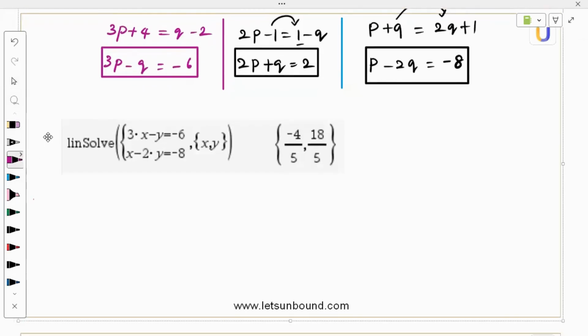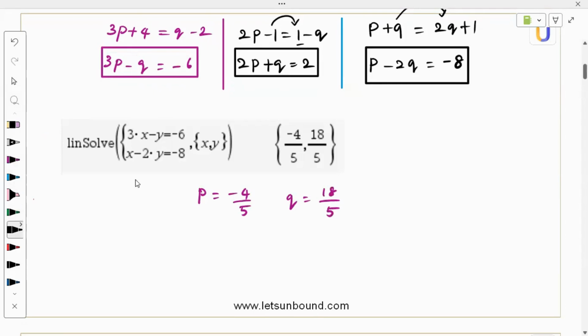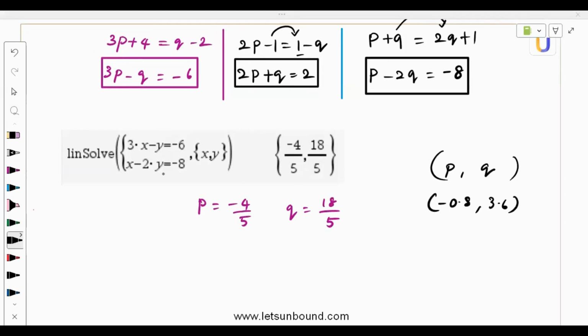Now, let me switch to the solution page. What is x? x is actually my p value, minus 4 by 5, and 18 by 5 is the q value. You can convert to decimal also, and we will get negative 0.8 and 3.6. So these are p and q. Fine. Now I need to find x, y, and z.